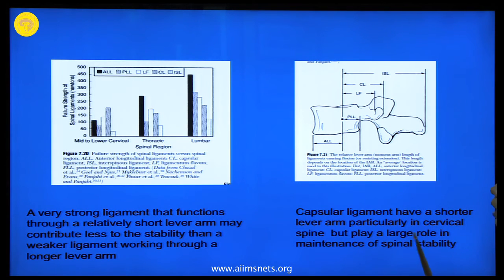So, a very strong ligament that functions through a relatively short lever arm may contribute less to the stability than a weaker ligament which is working through a longer lever arm. So even the interspinous ligament is very important as far as its contribution to stability is concerned. But in the cervical region, because the failure strength of the capsular ligaments is very high, though it has a short lever arm, it definitely contributes a good amount to the stability of the cervical region.